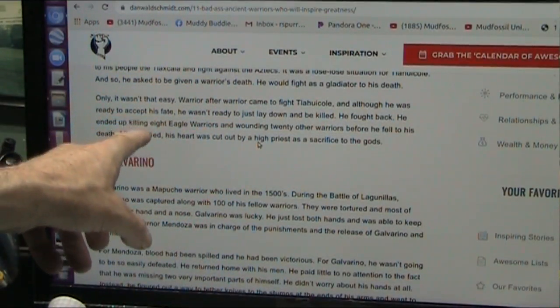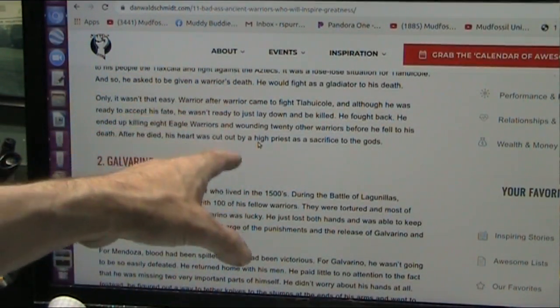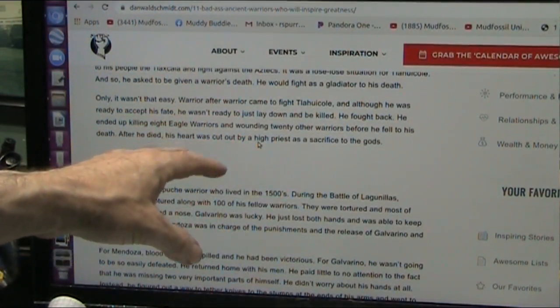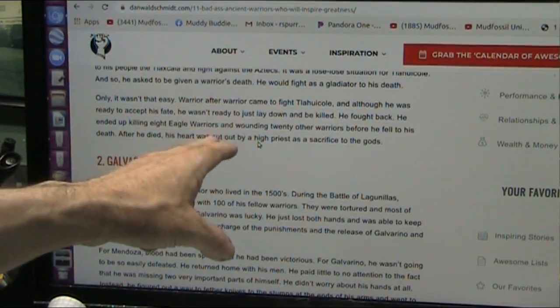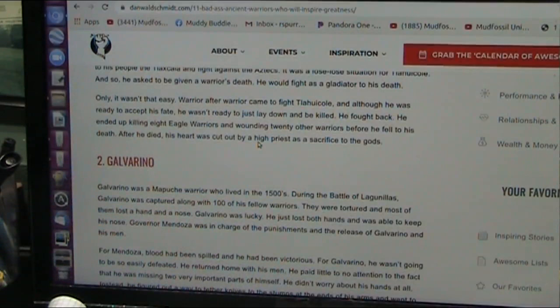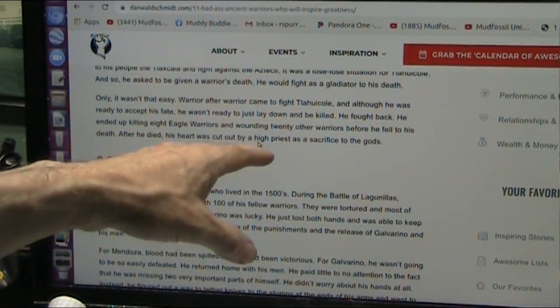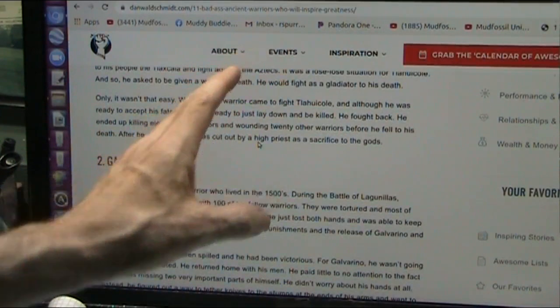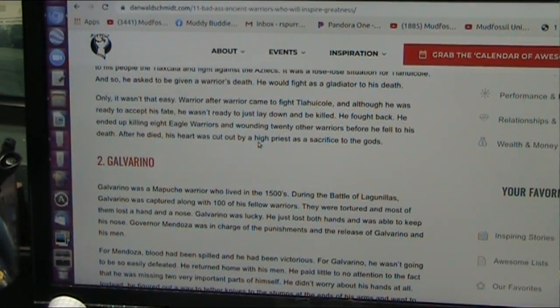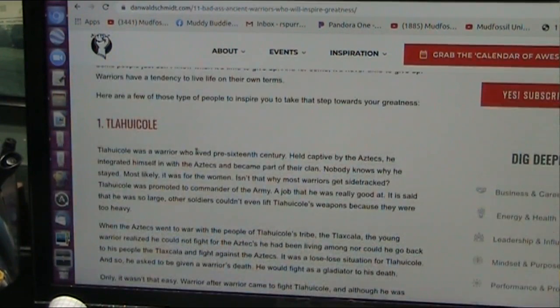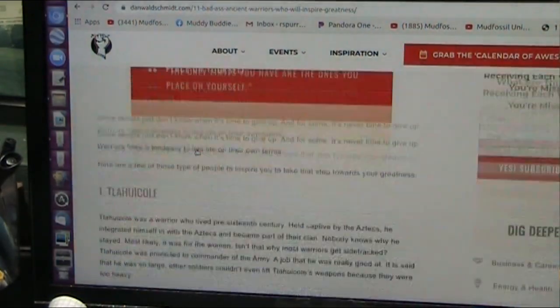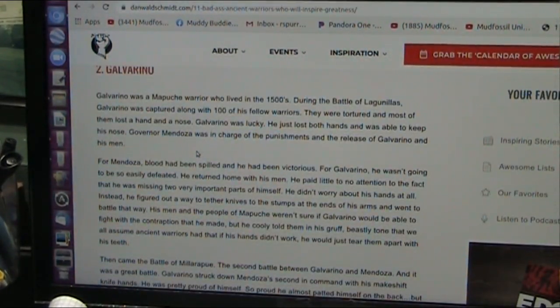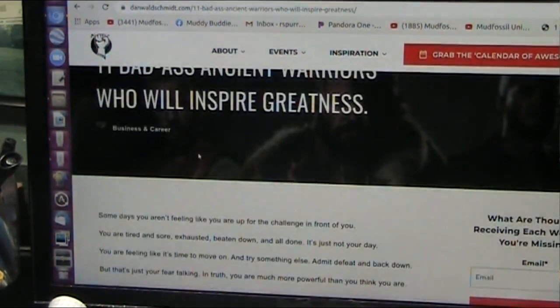He ended up killing 8 Eagle warriors, wounding 20 other warriors. Now, Eagle warriors were the top of the line killers. And wounding 20 other warriors before he fell to his death. After he died, his heart was cut out by a high priest as a sacrifice to the gods. Now, that's a pretty tough guy. And he was a giant. And this goes on. This is all very good about people that stood up and did this. They were warriors. They battled against this and that. And so anyway, that's just a little sidetrack.